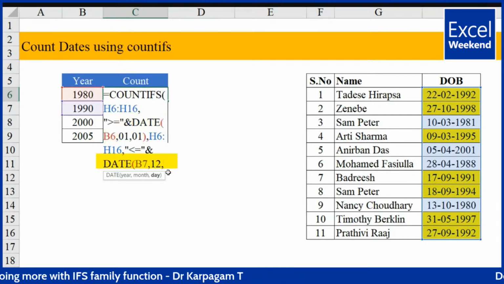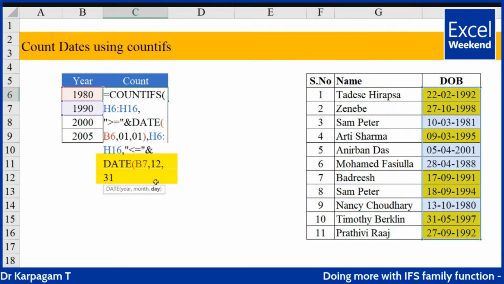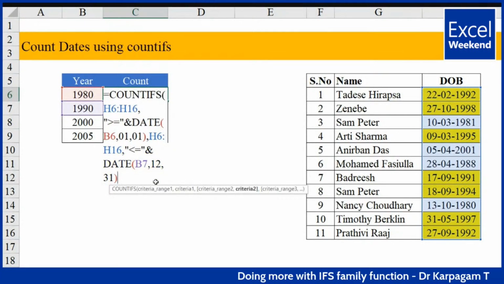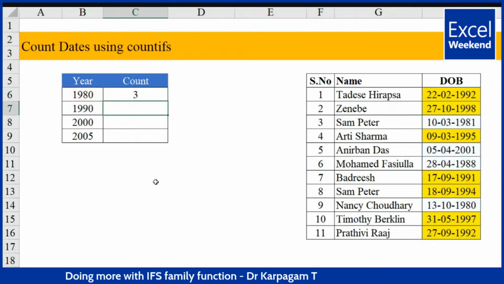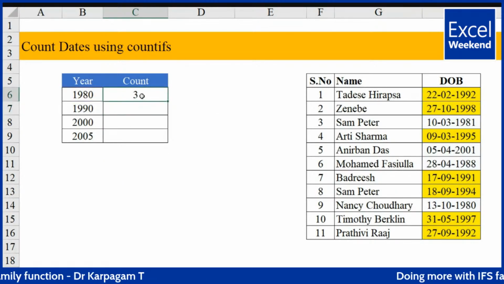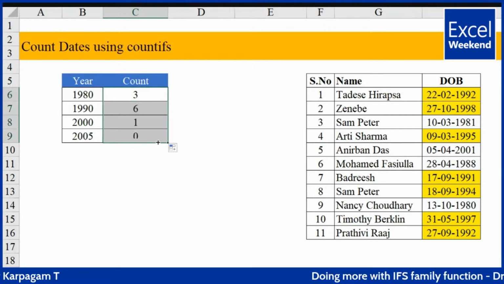And start with the highest date here. So the month is 12 and the day is 31. Close the bracket. Again, close the bracket. Hit enter. You can see between 1980 to 1989, 3 people were born. Now I can just drag it down to see how this is going to take place.